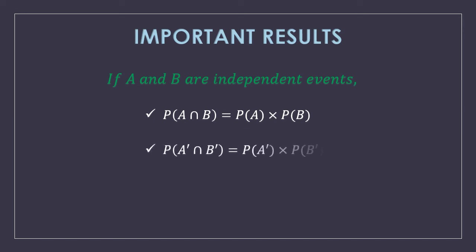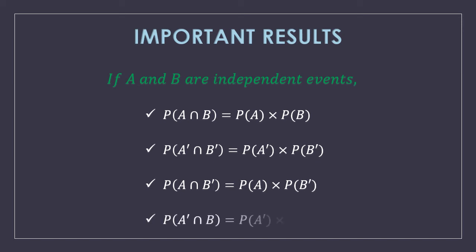A dash intersection B dash is the multiplication of A dash and B dash. Again, these things are only for independent events. Similarly, A intersection B dash is A multiplied by B dash, and A dash intersection B is A dash multiplied by B. So these are some of the important results which you need to remember and write them down in your notebooks. Now the last topic of this tutorial, what is the meaning of selection with replacement?